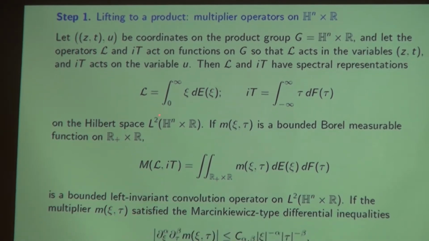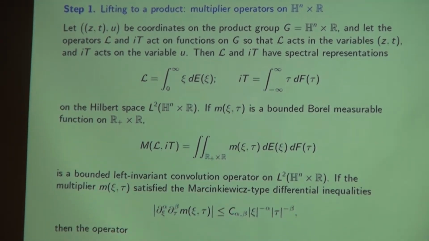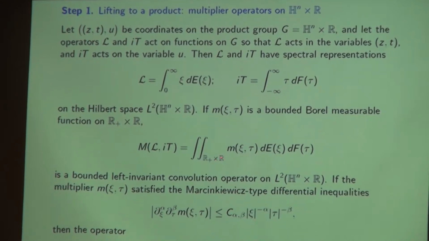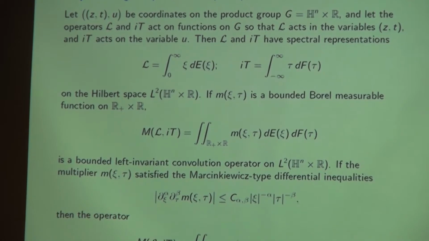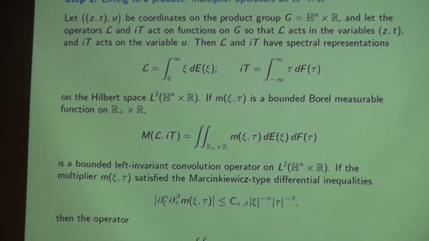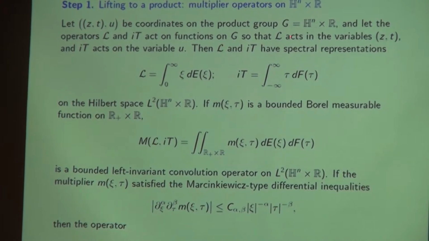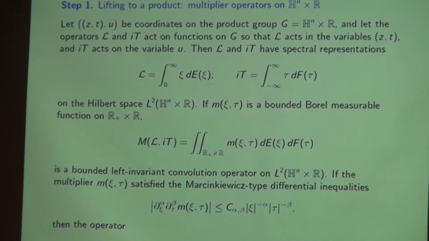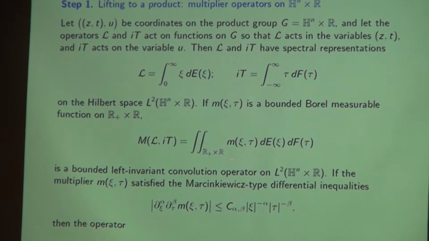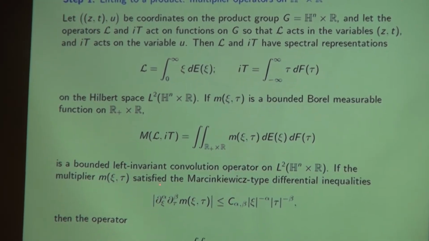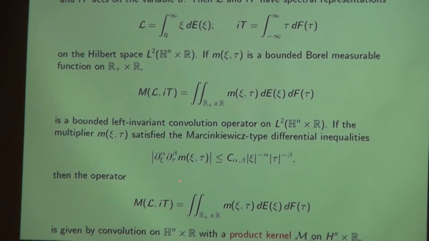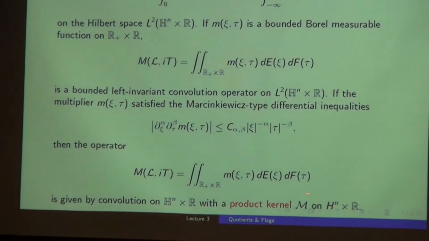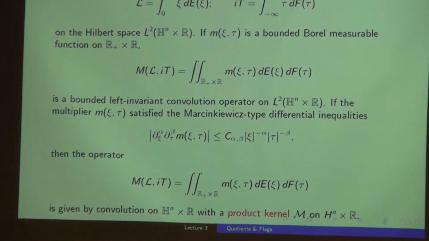These operators are going to commute with each other. They're going to have spectral representations just as before. And we can, again, form functions of L and iT. But now, on this group, Hn cross R, we have the natural dilations in the Heisenberg group, and also the natural dilations in R. And so, if I simply assume that I have a Marcinkiewicz type multiplier theorem, one can prove that the corresponding operator is really going to be a product kernel now on this new group G.